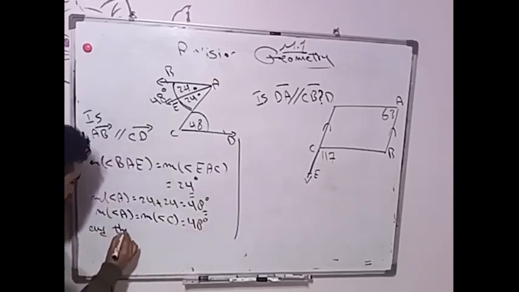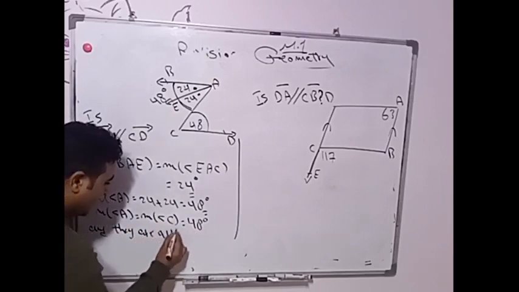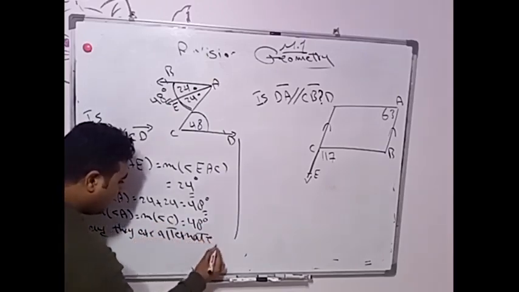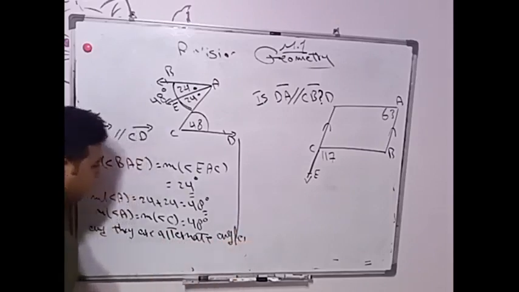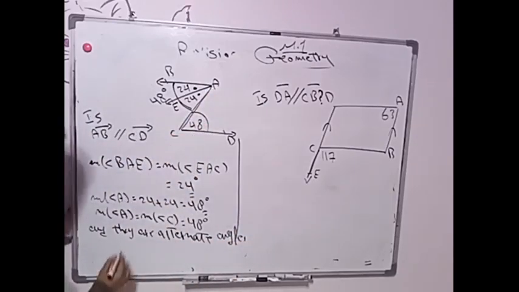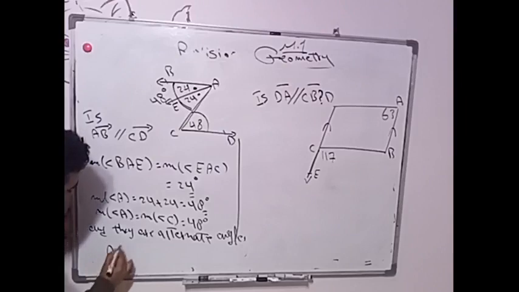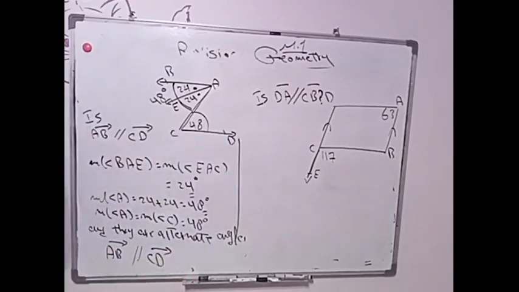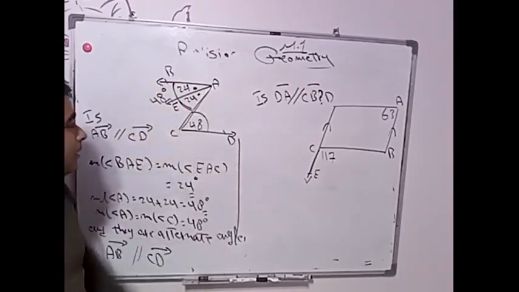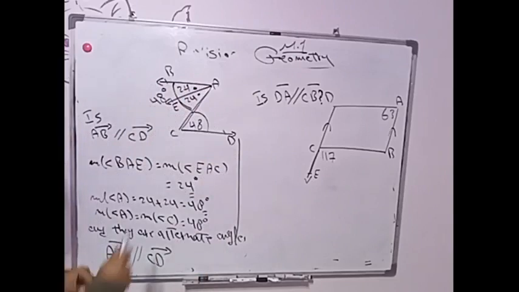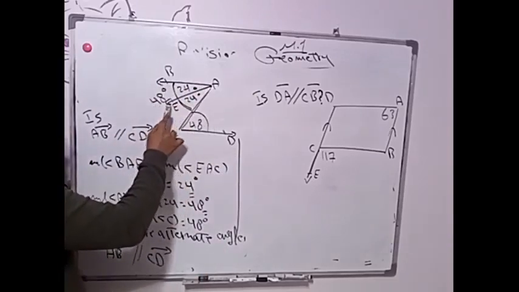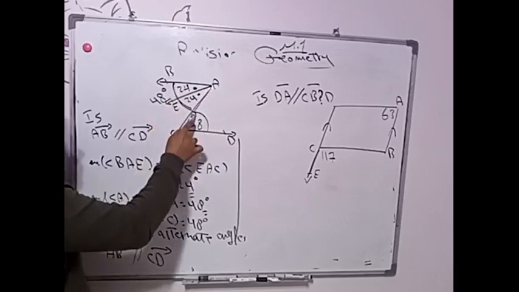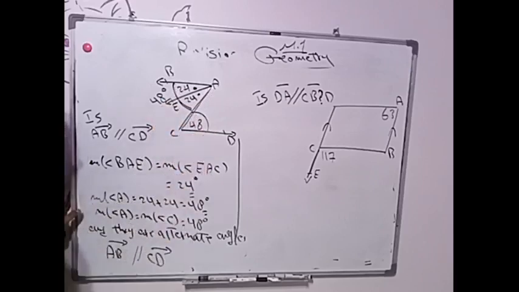And they are alternate angles, and I have AC transversal. So we have now AB parallel to CD. Our question now is, are AB and CD parallel or not? I have angle BAE equal angle EAC. So I have angle A equal 48 and angle C equal 48. So I have two angles, they are alternate angles. So now I have AB parallel CD.